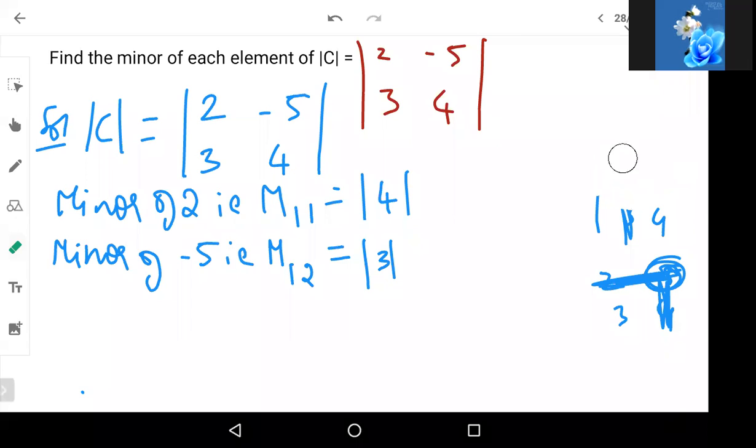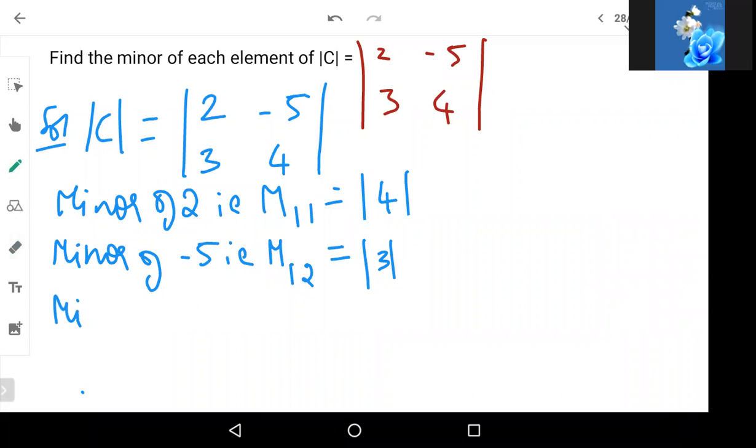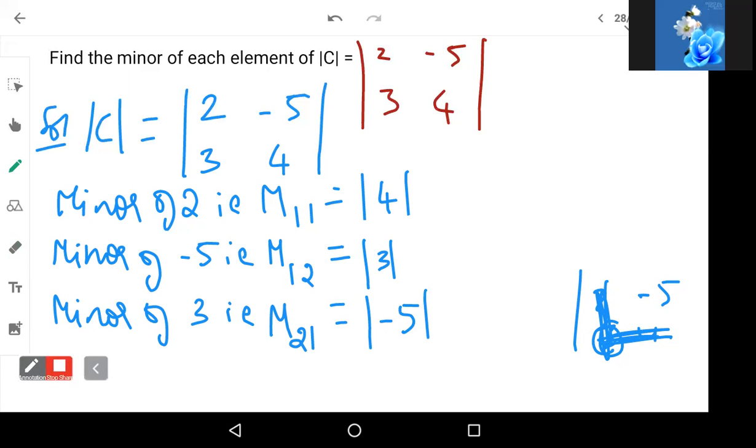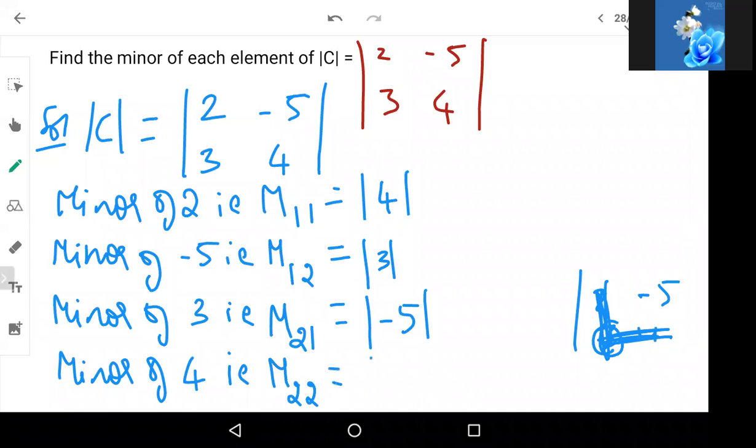Good, very good. Now next, minor of 3, that is in 2, minus 5, 3, 4. I want to find the minor of this, so I will take out the second row and the first column. So minus 5. Very good. So minor in second row, first column, the value is determinant of minus 5. And finally, minor of 4, that is M second row second column, is equal to, what is the answer? 2. Very good. So that is the final answer that you get.